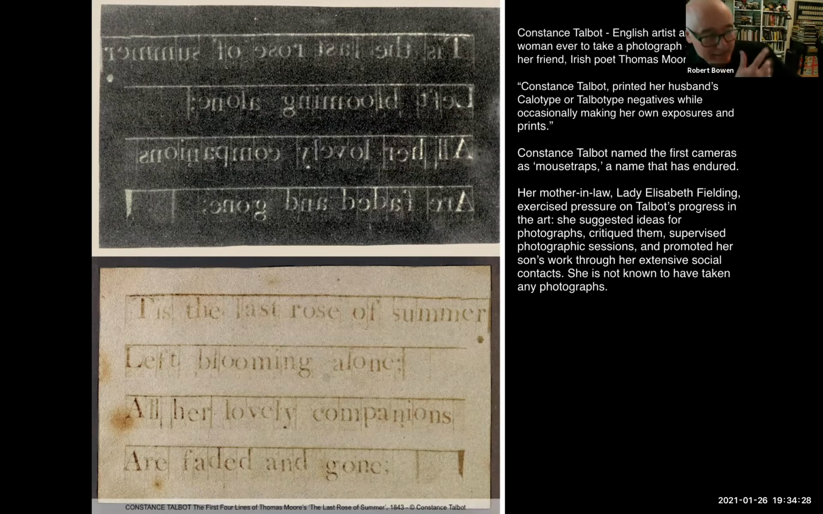which Connie makes, the last rose of summer left blooming alone, all her lovely companions are faded and gone. So it's obviously a metaphor of photography again, right? And she's the first woman photographer. And she's the wife of the famous inventor and scientist who invents other things too.